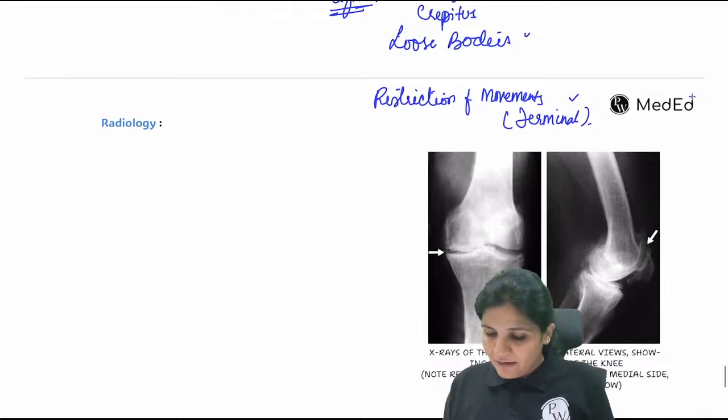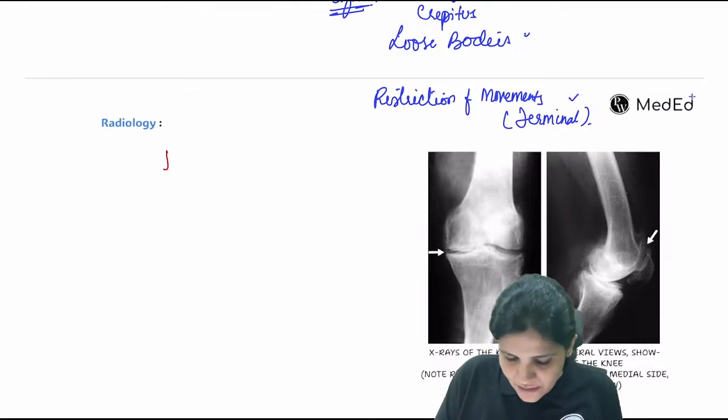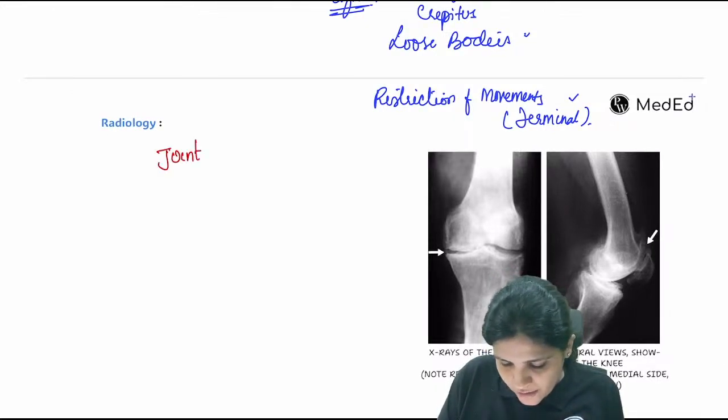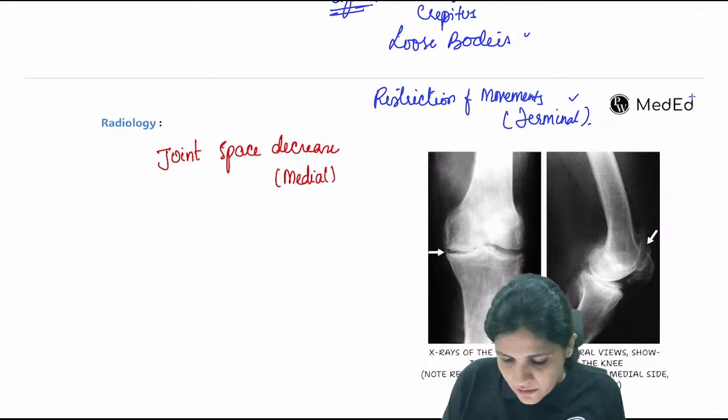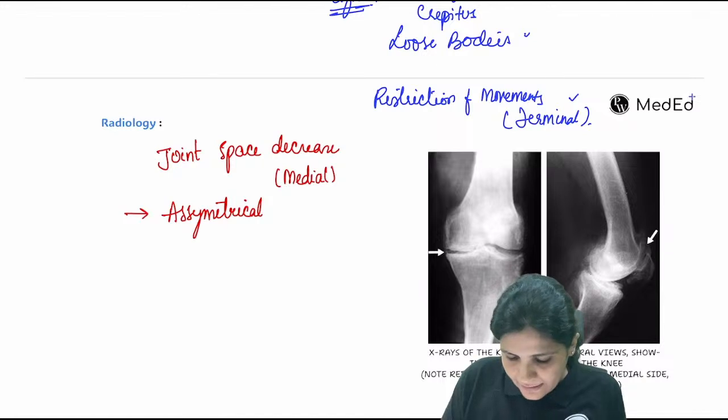Then you go for a radiology. So first thing what you see is joint space decrease. So there will be a joint space decrease, usually medial aspect. So it is asymmetrical, right?